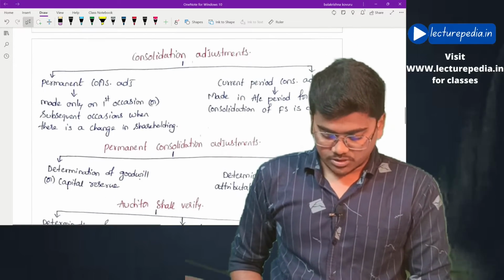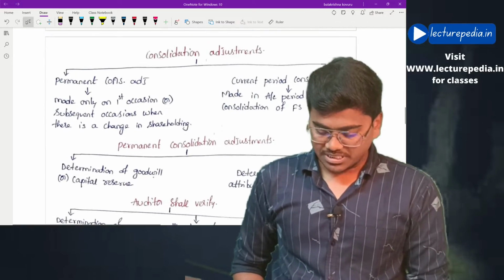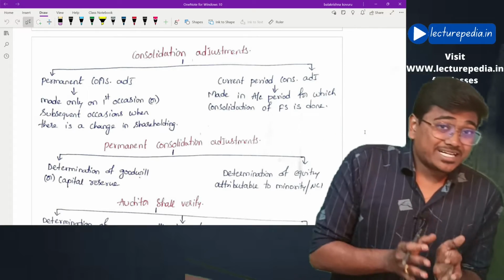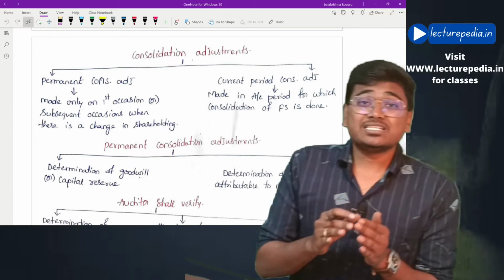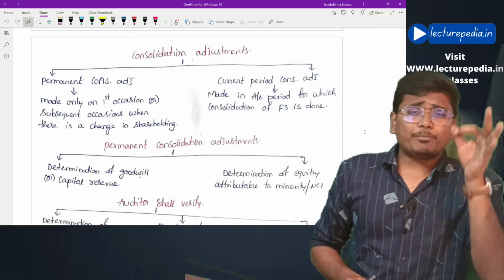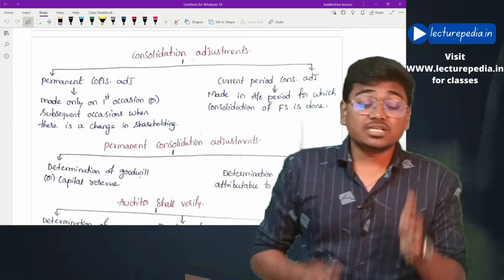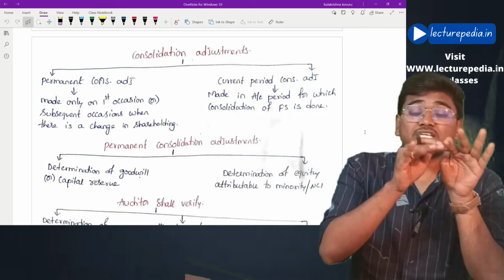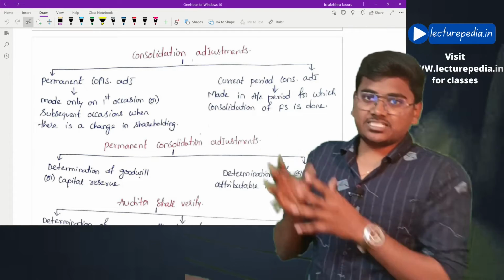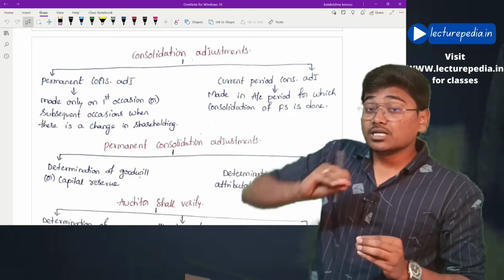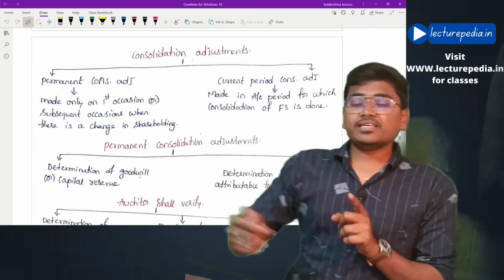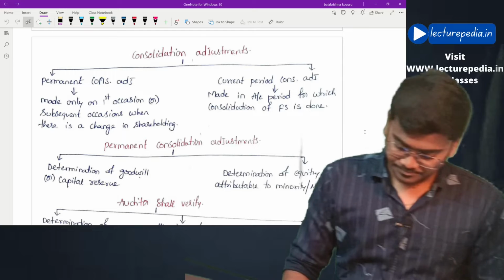Next, coming to the consolidation adjustments. See, there are 2 types of consolidation adjustments. One is permanent consolidation adjustments and another one is current period consolidation adjustments. What is the difference? Permanent consolidation adjustments are made only on the first occasion or on a subsequent occasion when there is a change, whereas current period consolidation adjustments are made every year. That is a major difference.